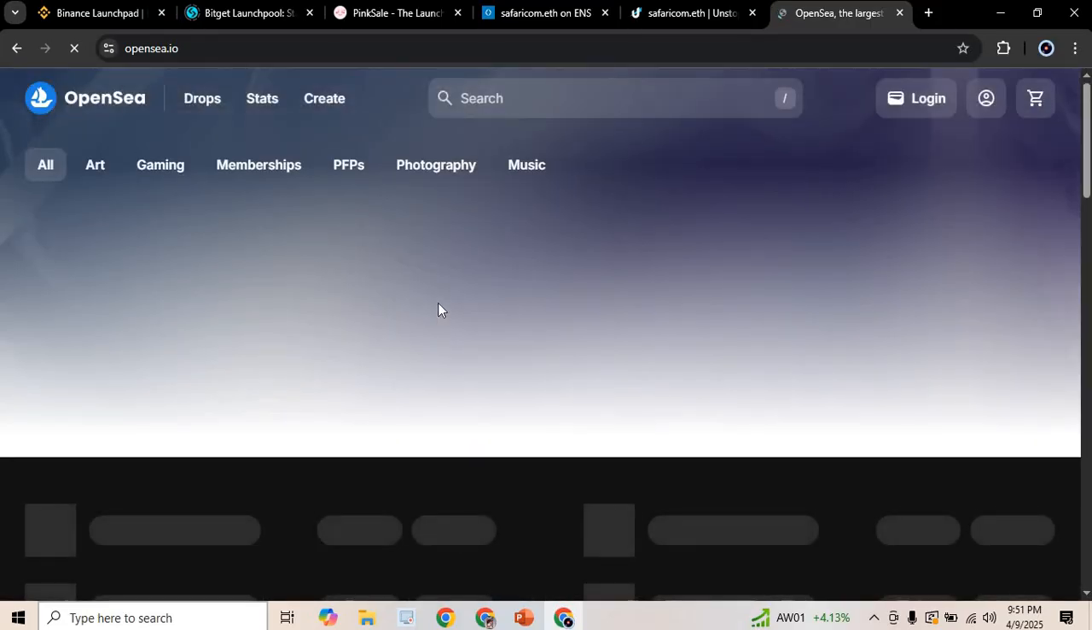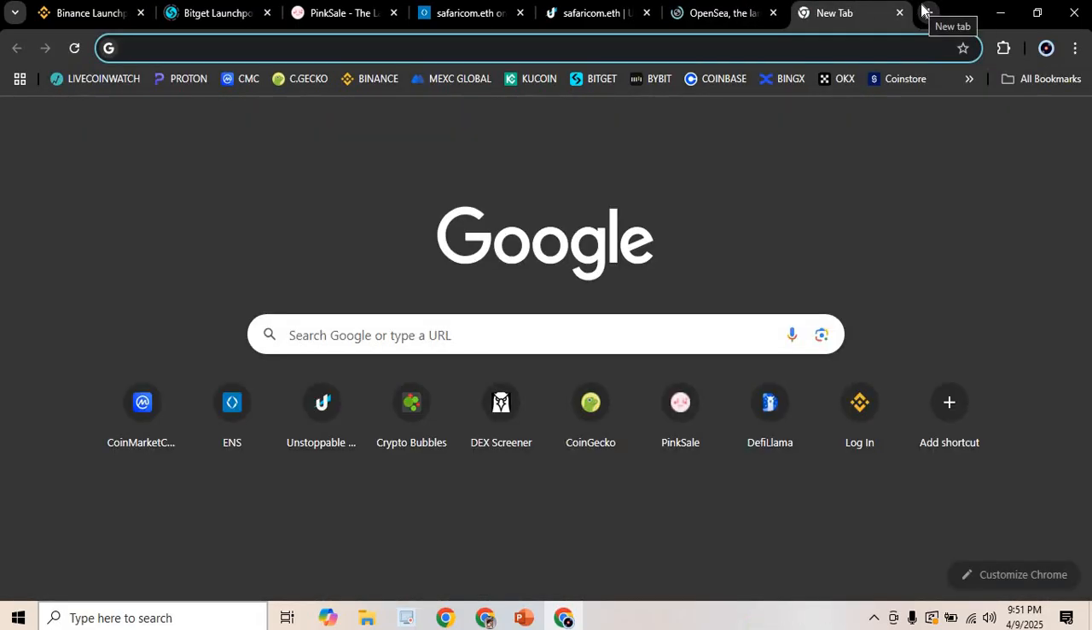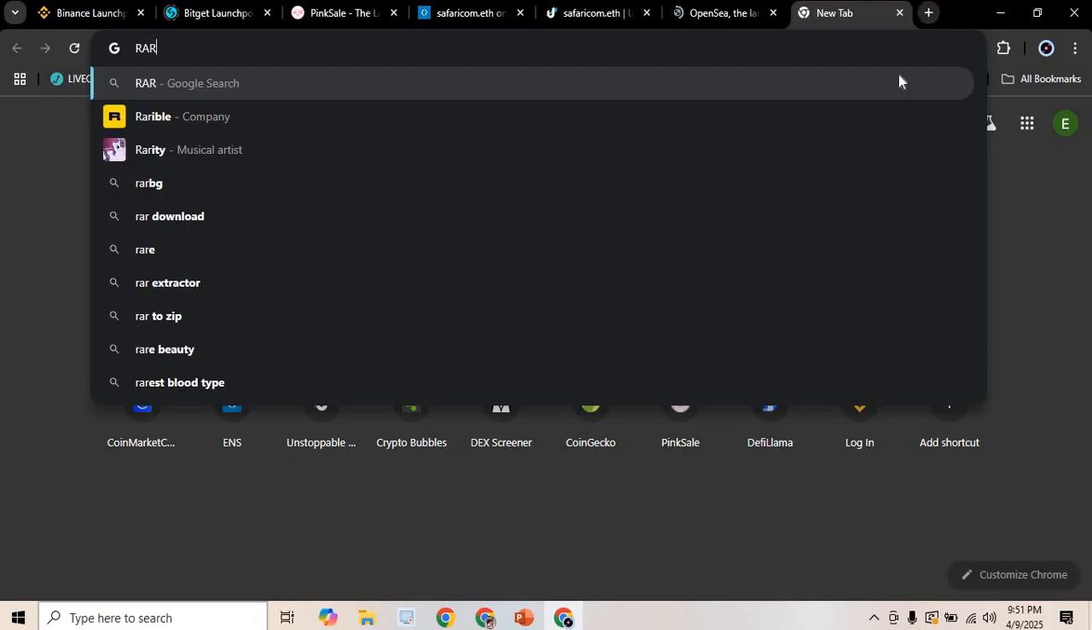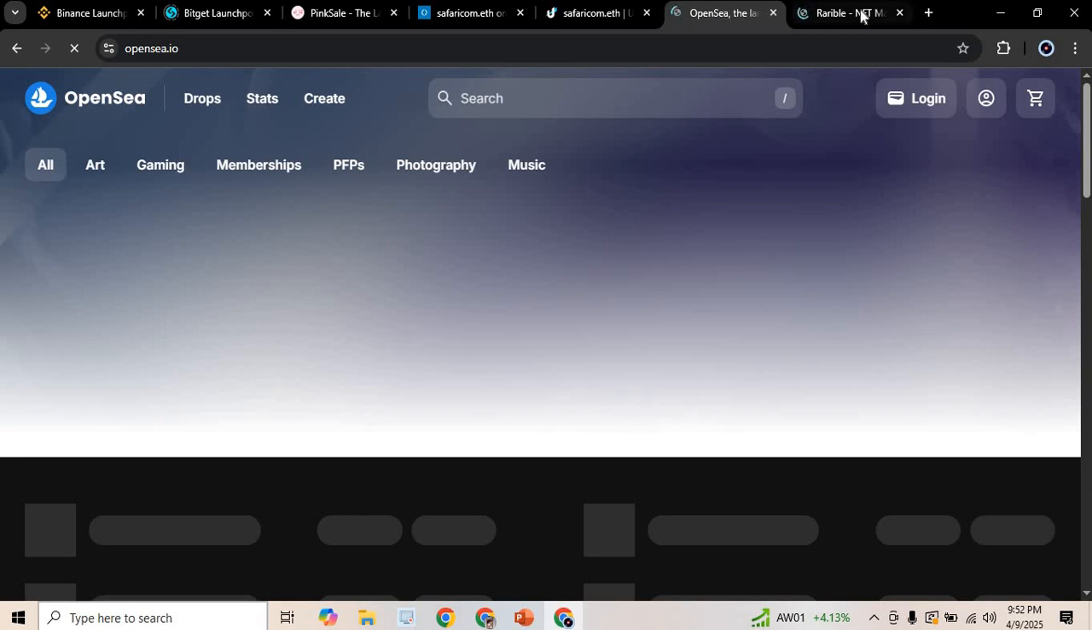Why is it not loading? Okay, we have different types of these sites. We have OpenSea. We have another famous one for NFTs called Rarible, if I'm not wrong. Let's see if it's this one. Yes. Has this opened? Not yet. Let me try and refresh that.